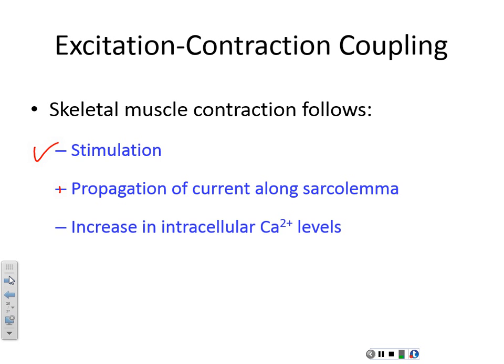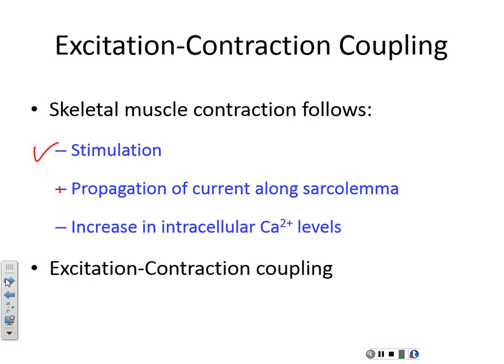Okay, because calcium is going to be attaching to troponin. Remember that troponin anchors tropomyosin on actin? Remember when you did muscle structure, right? So that's the whole purpose of bringing in the impulse. That process will result in contraction. So it's excitation-contraction coupling.